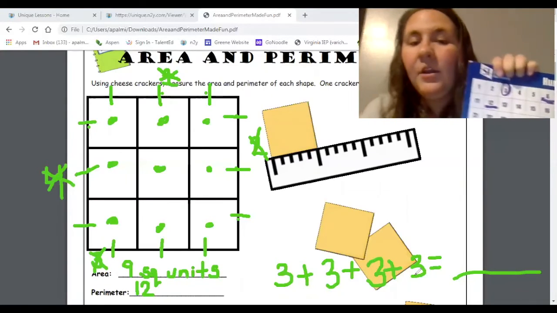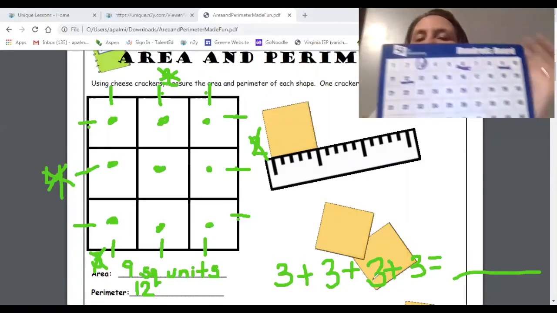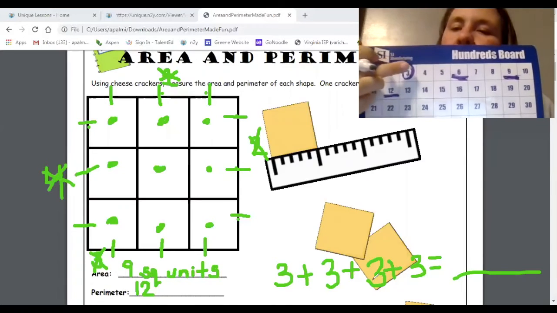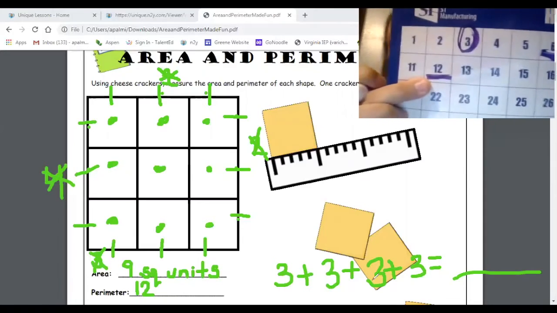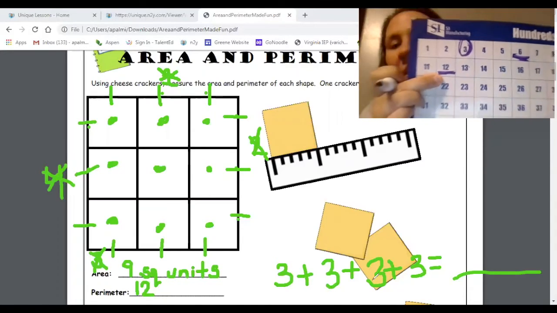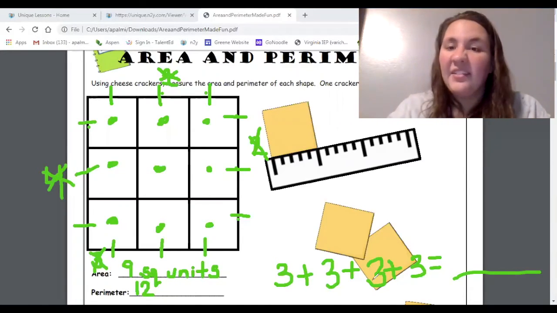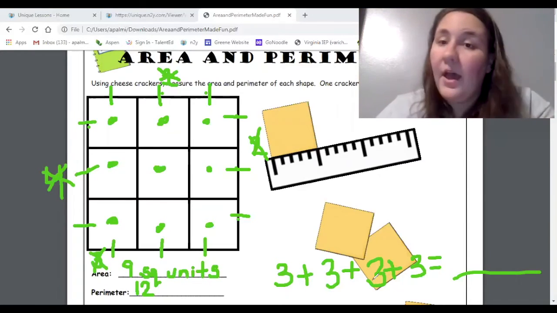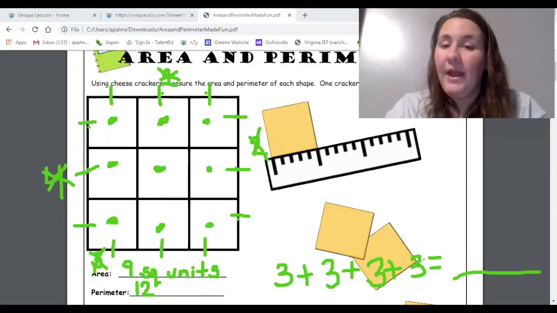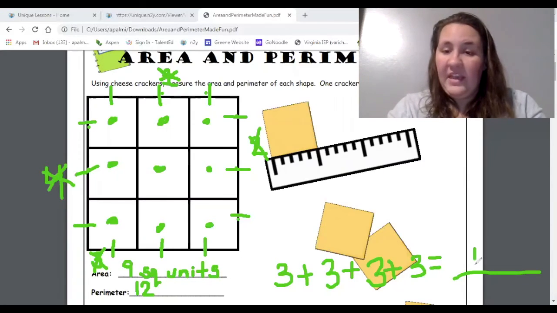Do I have any more to add? No, right? And I know I have 4 sides on this shape, so let me make sure I have 4 spots on my hundreds chart. 1, 2, 3, and 4. I do. So what was my answer? Yeah, 12, right? I got the same answer as when I counted around, right? So the answer is 12, and instead of square units, we just write units. 12 units. Okay?